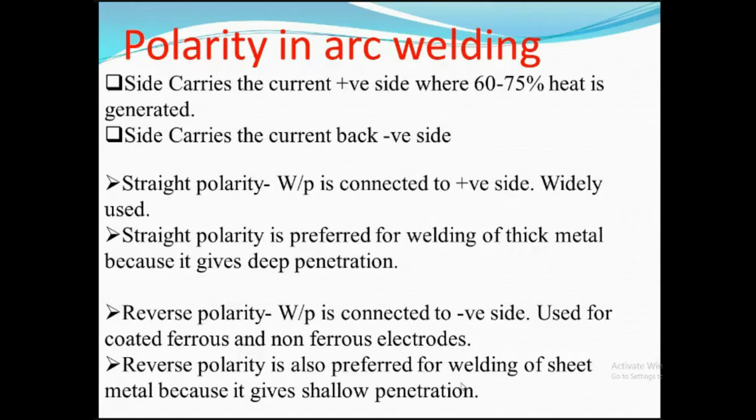Straight polarity is preferred for welding of thick metals because it gives deep penetration. That means generally we put the positive terminal on the electrode side of the wire, because it provides more depth of welding. Reverse polarity is negative polarity, where the workpiece is connected to the negative side, used for coated ferrous and non-ferrous electrodes. Reverse polarity is also preferred for welding of thin metals because it gives shallow penetration.